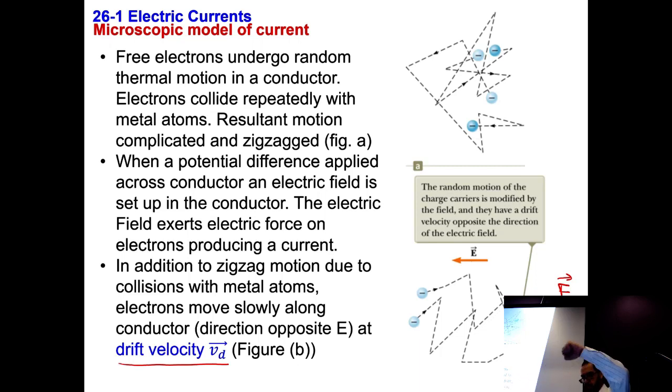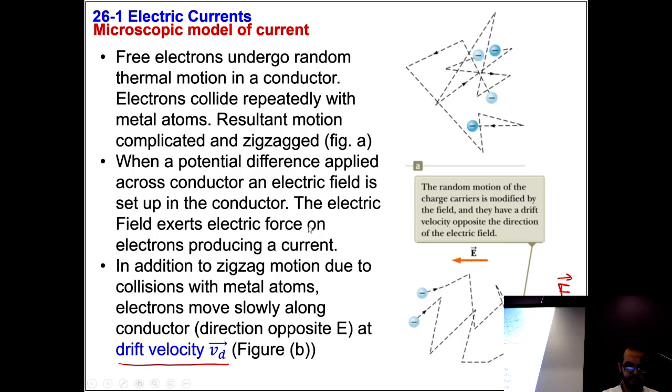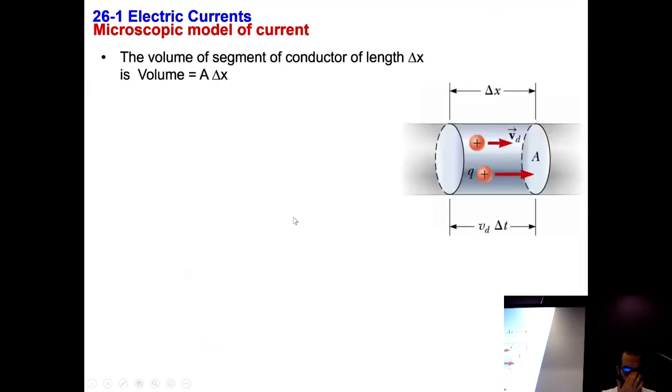So this is an electron and this is an electron. Really, they are moving randomly, but because of an electric field, they have a drift velocity in the direction opposite to the electric field. This is what we're speaking about here. We want to determine the relationship between the current established in this conductor and the drift velocity. This is what we want.